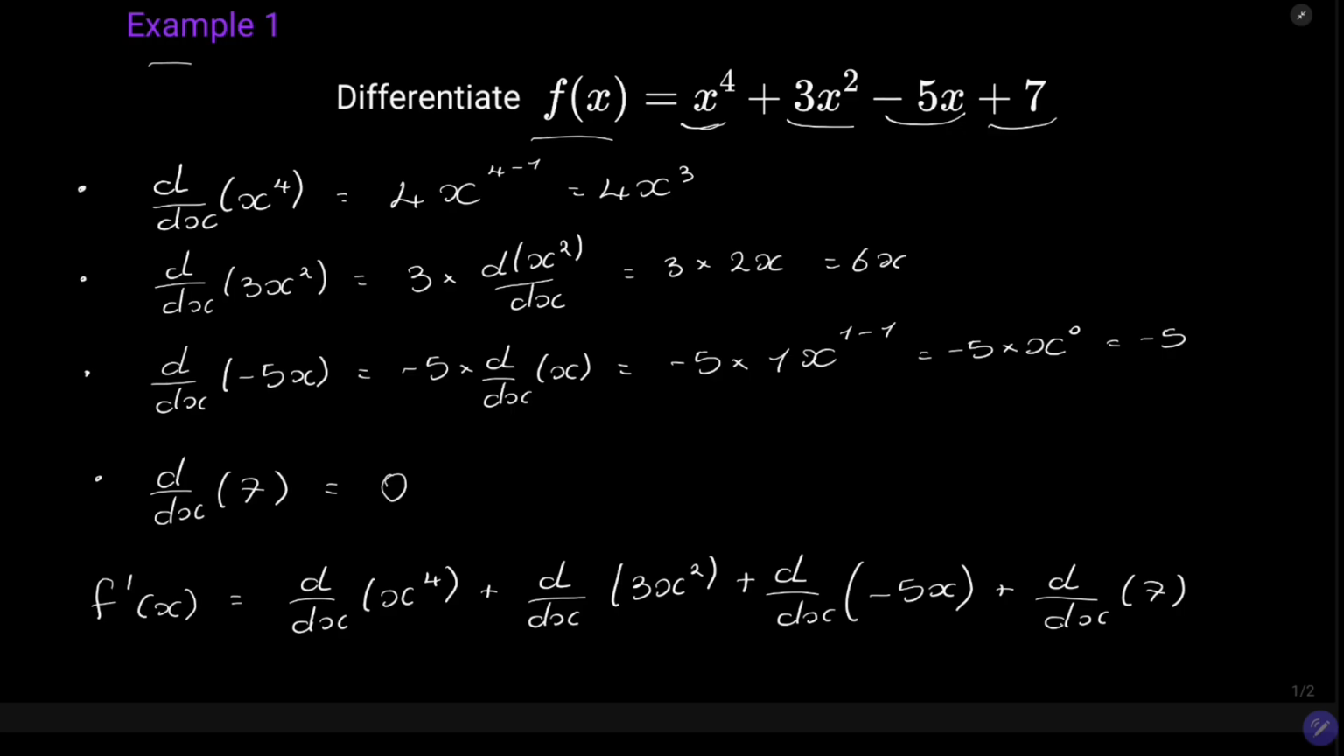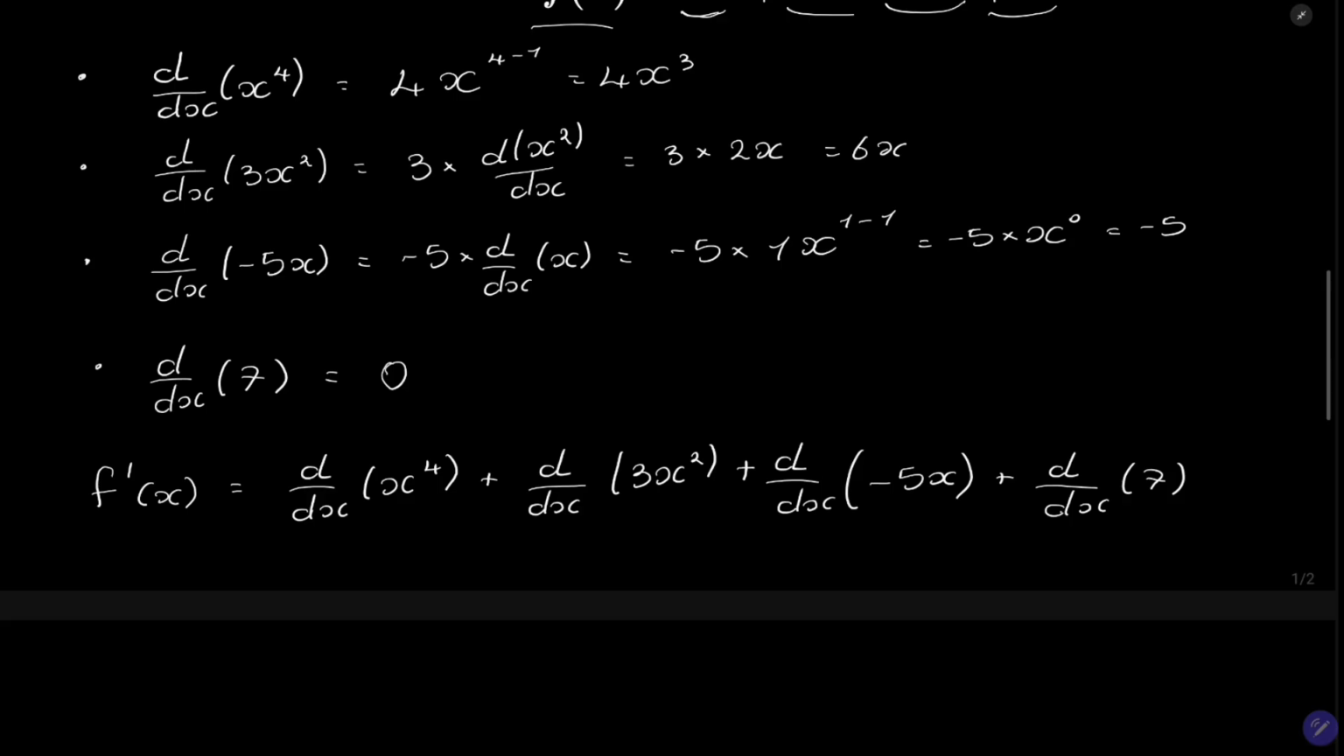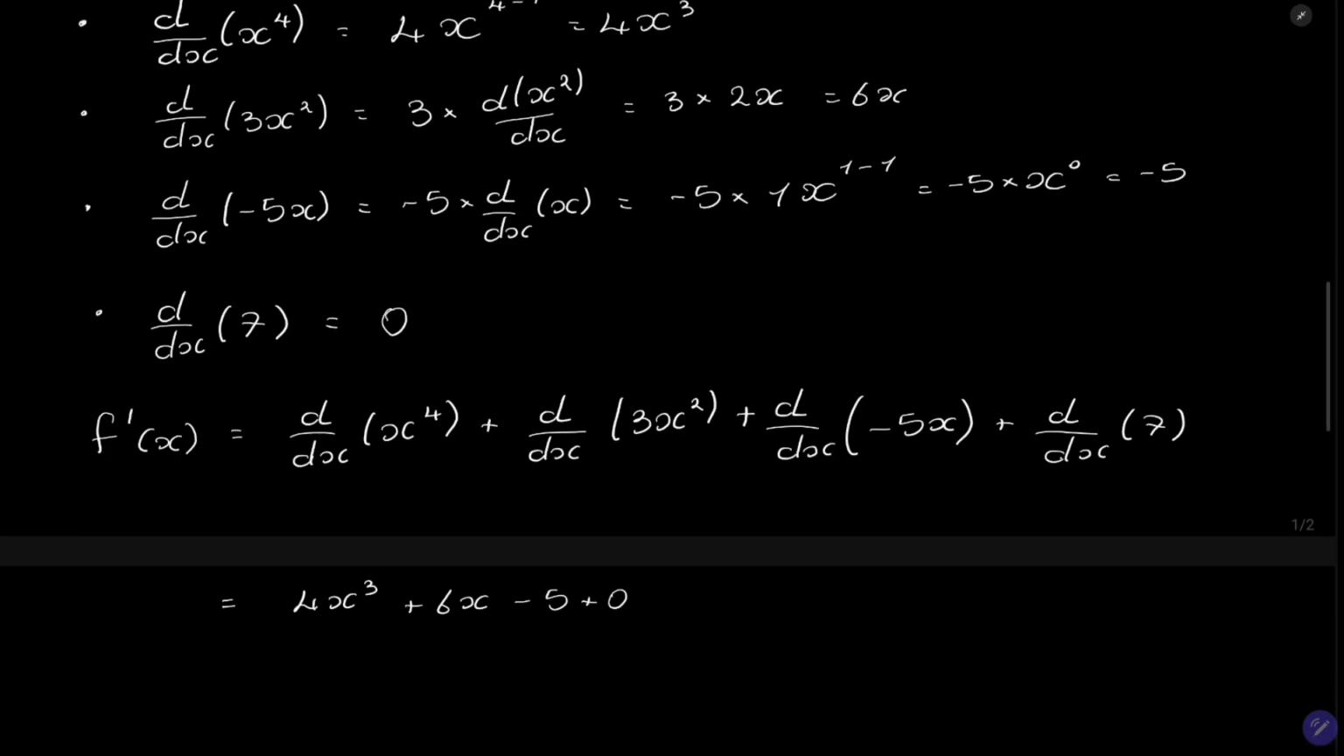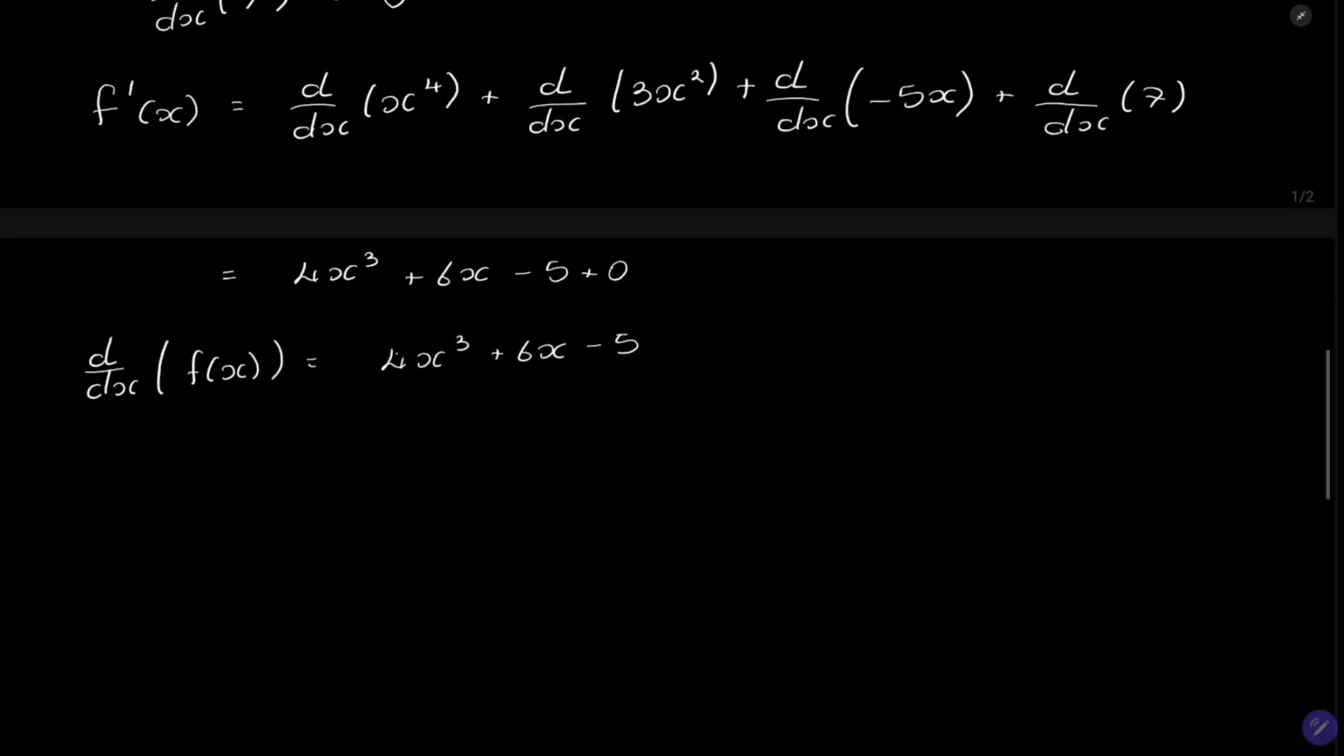So from here, we have already calculated this individual derivative. So we'll just take the values which we had and replace them in this function, which gives us 4x cubed plus 6x minus 5 plus 0. From here, we can then conclude that the derivative with respect to x of our function f of x is equal to 4x cubed plus 6x minus 5. So example 1 is complete.